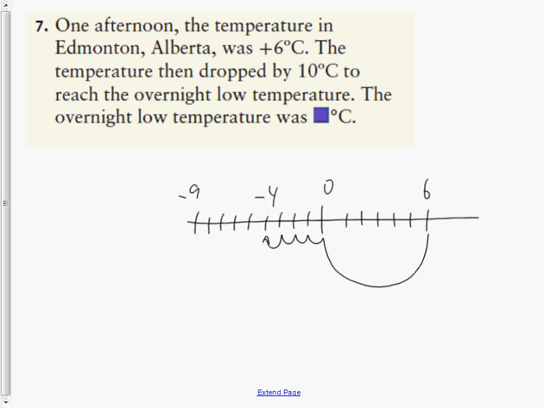If I had to write a statement for that, 6 take away 10, or +6 take away +10, if you want to put the positives in there. 6 take away 10, or +6 take away +10 is -4.